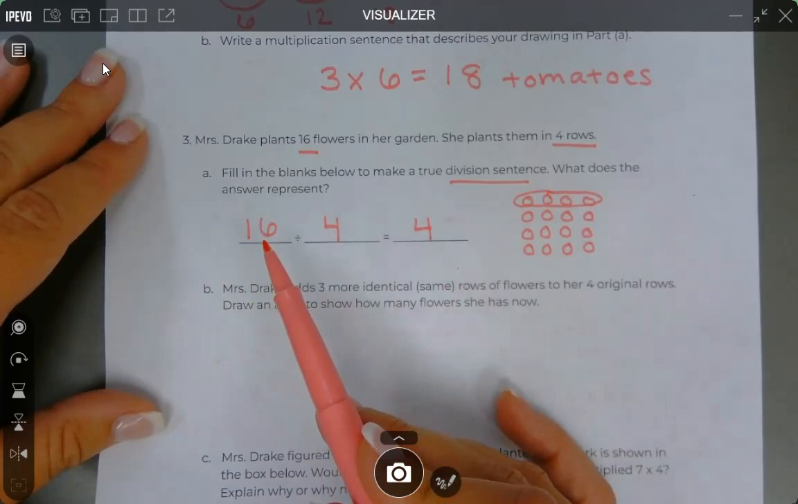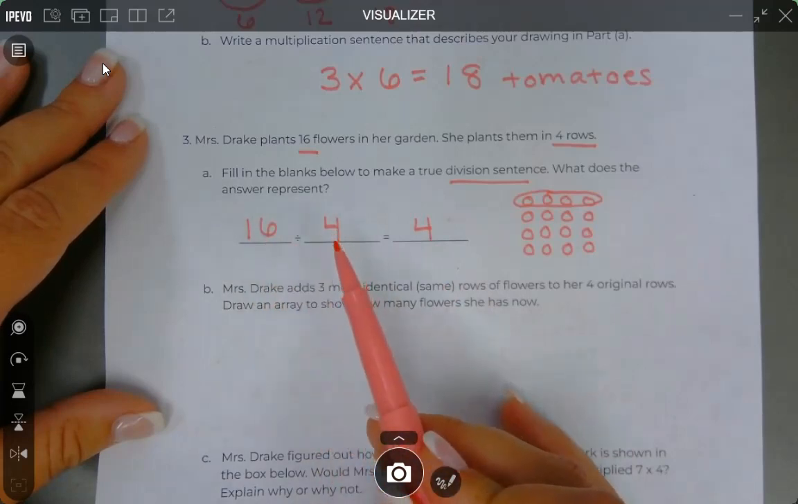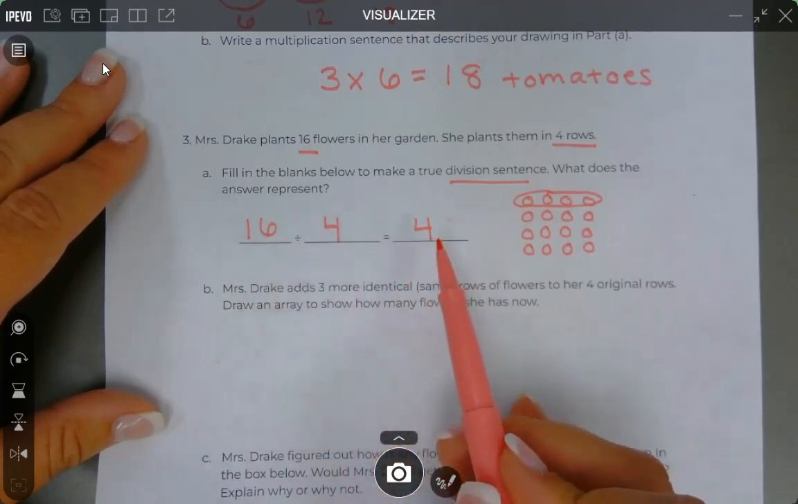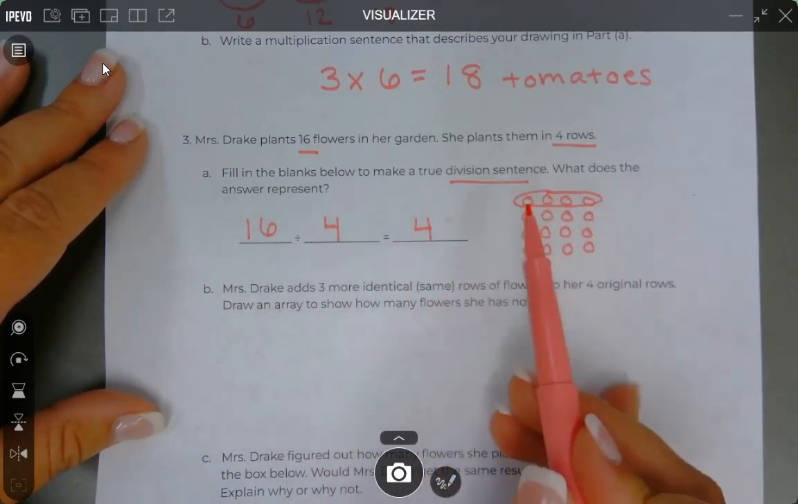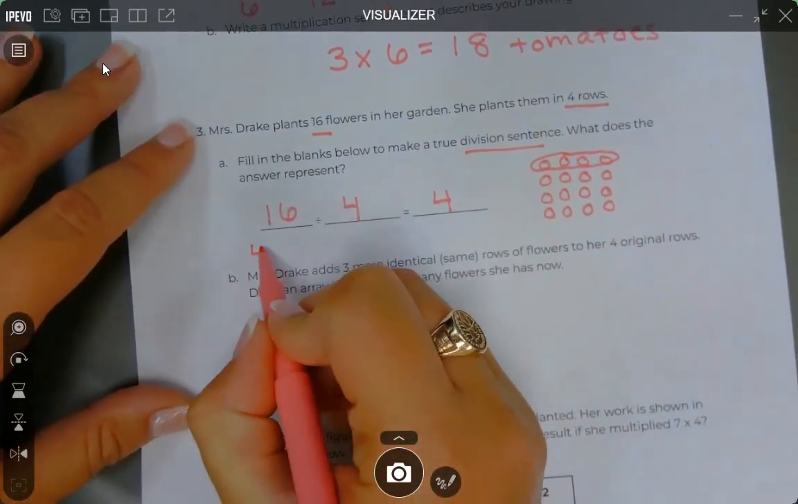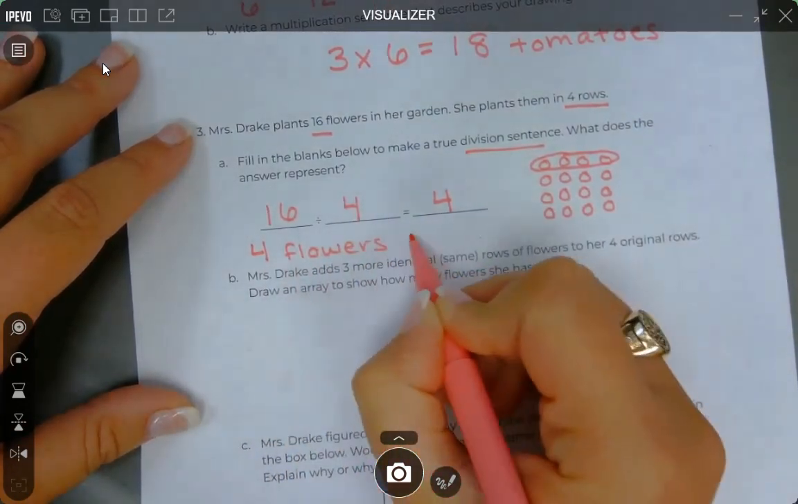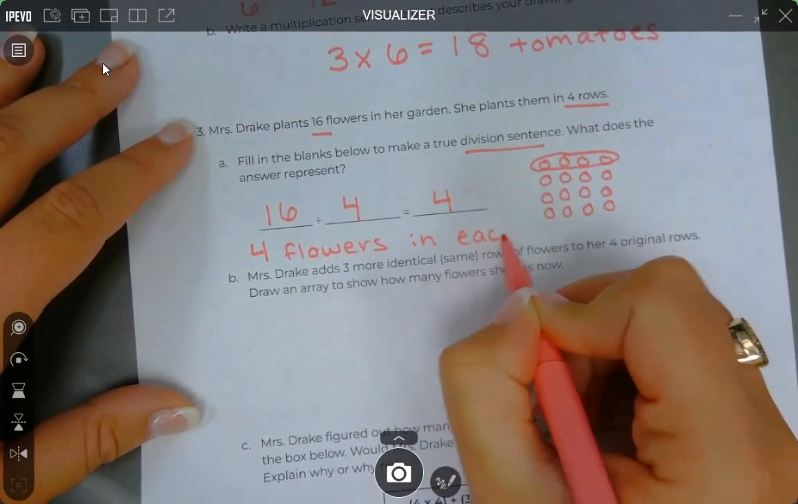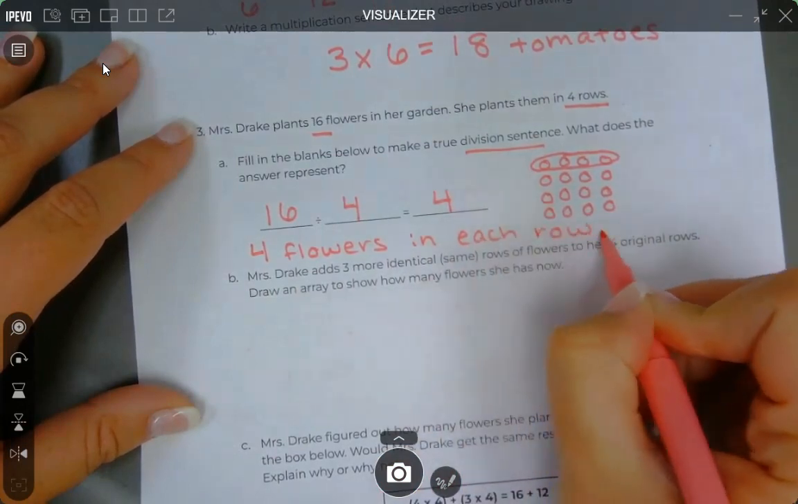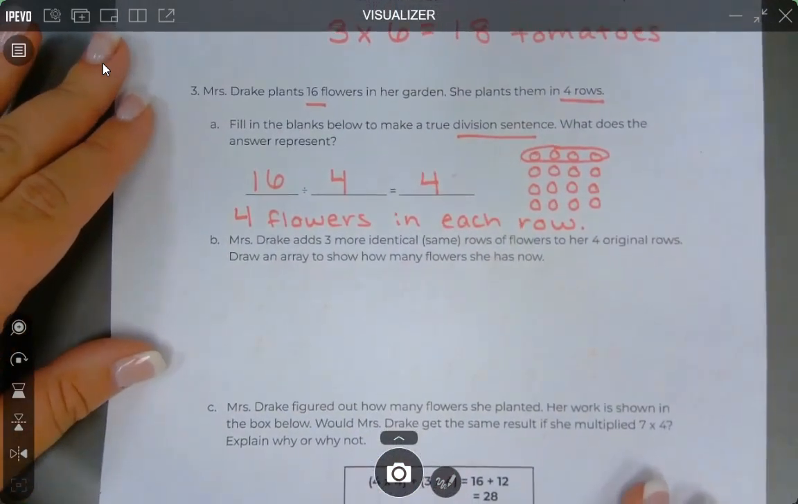16 flowers divided by 4 equal rows equals 4 flowers in each row. So I'm going to write 4 flowers in each row. 4 flowers in each row.